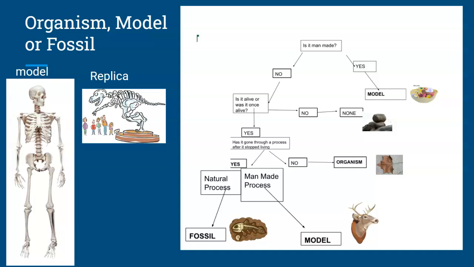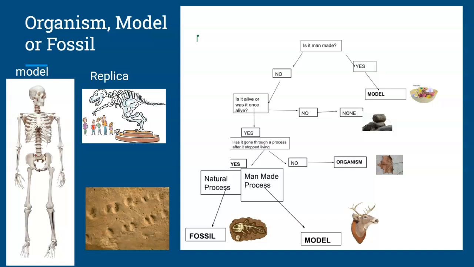Many dinosaur exhibits have replicas. That's the same thing. It's a model. It's not the actual fossilized bones. But there are some that are actual fossils, and not even of whole animals. Fossilized tracks. Right? Animal footprints that have been preserved in stone count as fossils. Is it man-made? No. Is it alive or was it once alive? Well, the thing that made it was, right? Has it gone through a process? Yes. Was it man-made? It was a natural process. It's a fossil. So even footprints count if they are fossilized.